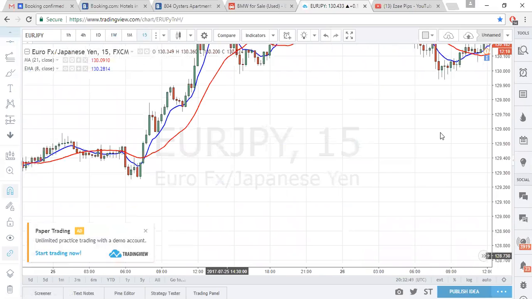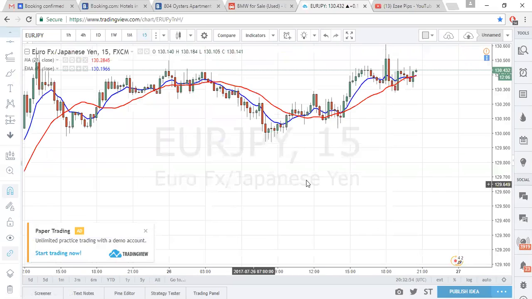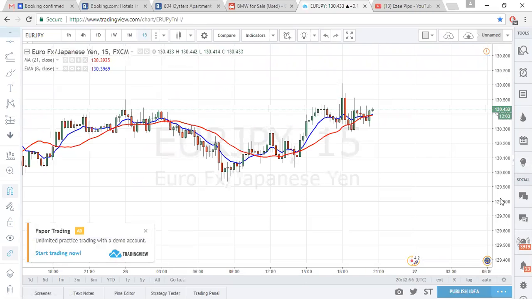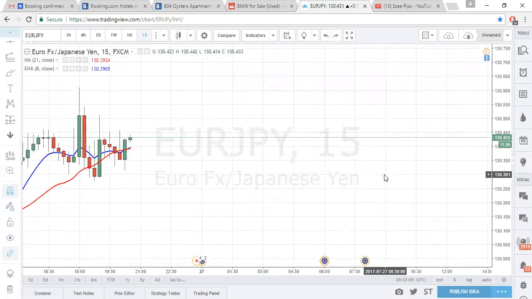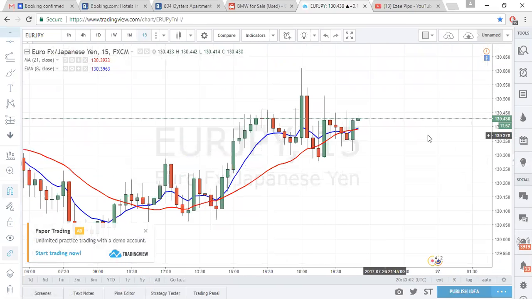Okay. This is a 15 minutes time frame. If you are in this time frame, price went up, down, up, down. This is a level of what now? Support.